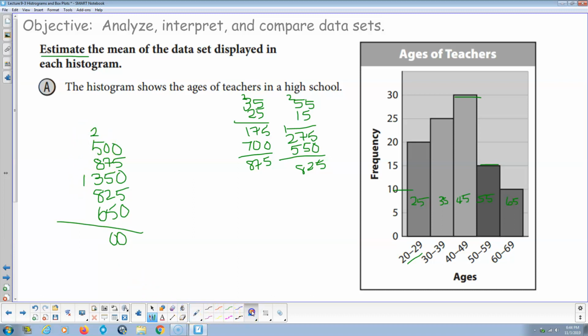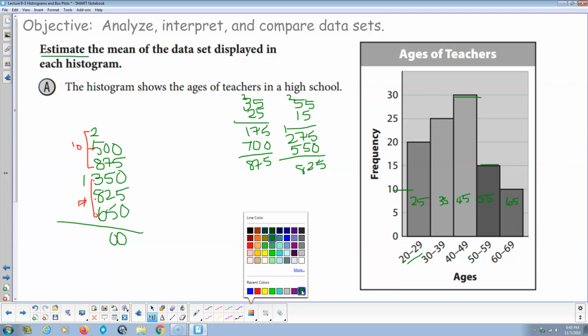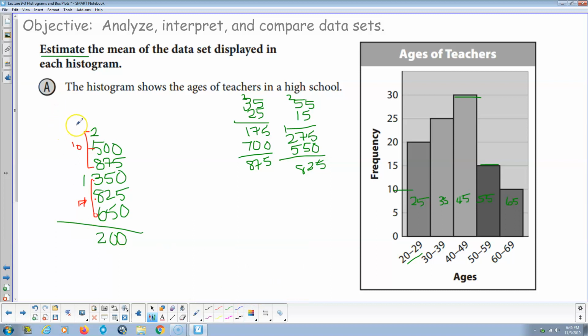So let me change colors here so this is more obvious. So 8 and 2 is 10 by itself, right? And then 8 and 6 is 14 plus 3 is 17, so that's going to make 17 right there. And then the only thing I'm missing is the 5. So 10 and 5 is 15, so 15 and 17 is 32. So there's a 2. We're going to carry the 3 in the thousands column. So 3 plus 1 is 4. So we got 4,200.